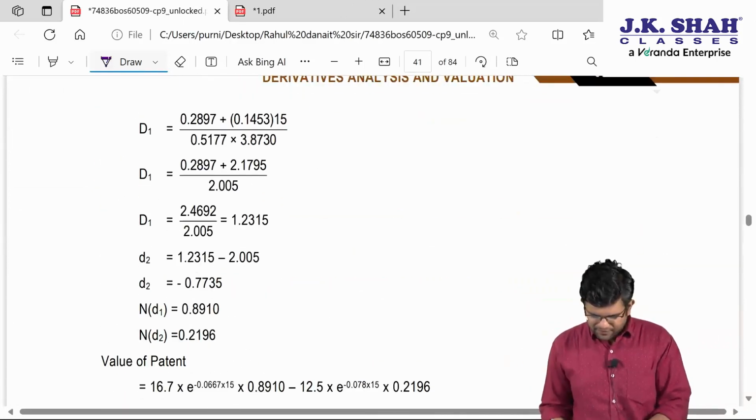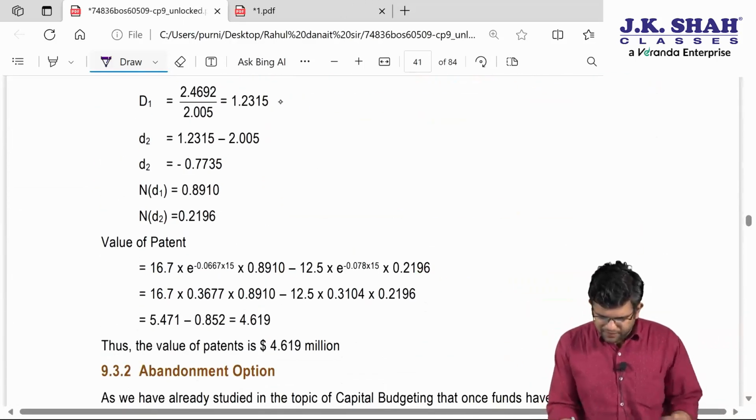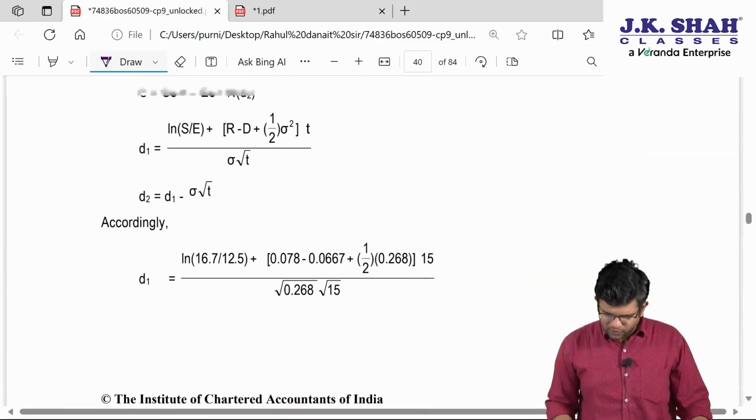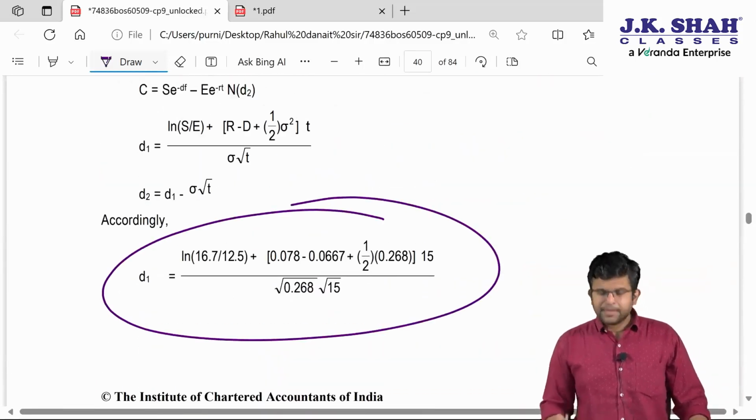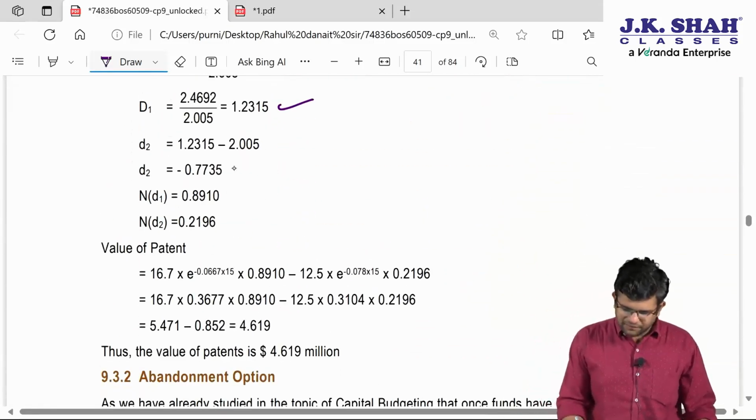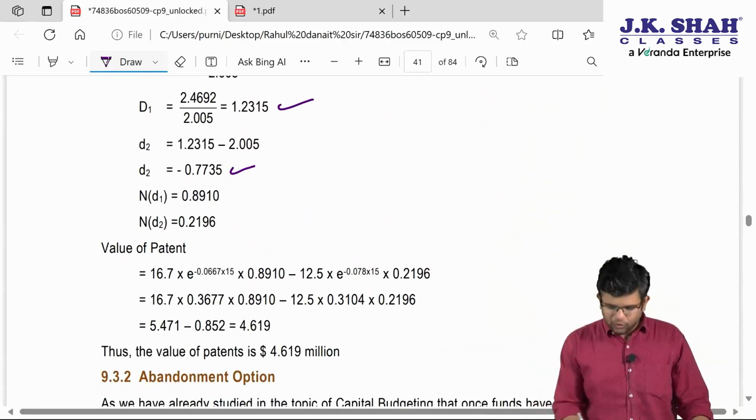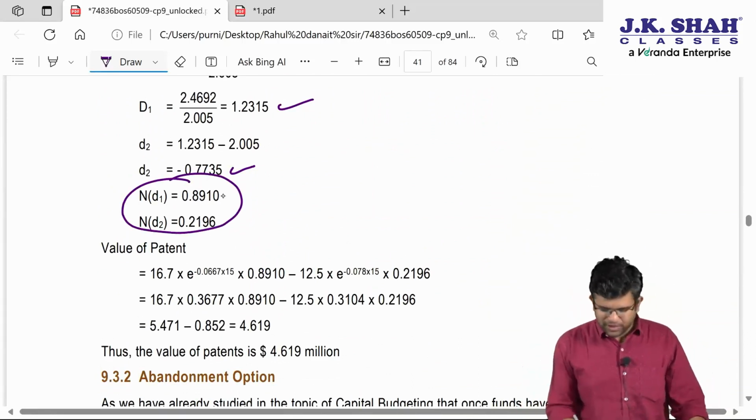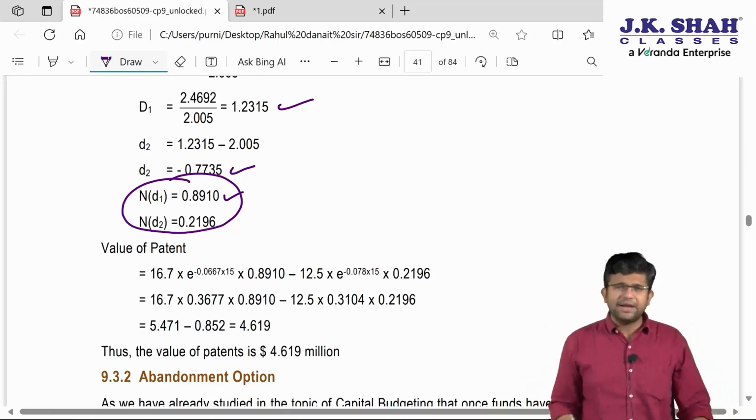Can you see they have eventually got the D1 as 1.2315. Same calculation they have done. If you want, you can check. This is the same thing. Everyone clear? And once you have this, you have the D1. Similarly, we can find D2. D1 and D2 we have. Can I say ND1 and ND2 we can calculate? Everybody clear? So ND1 comes to 0.8910.